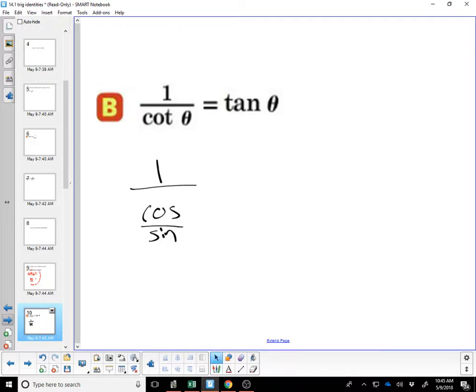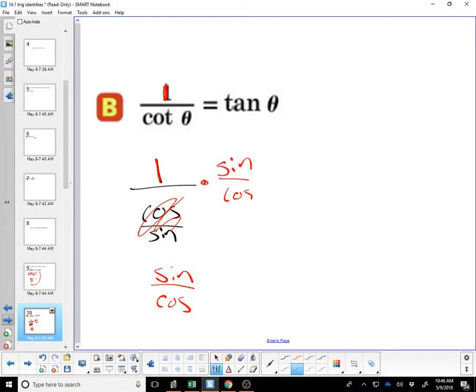Yeah, this one, let me use some color. This one is this one. And then all I did was rewrite cotangent as its definition of cosine over sine. Okay? Now, do I really divide by fractions? No, what do I have to do? Multiply by the reciprocal. So I'm going to multiply sine over cosine. This is gone. 1 times sine over cosine is sine over cosine. Oh, wait a minute. I saw that definition a minute ago again. Sine over cosine is just tangent. And guess what I just did? I just proved that that is a true statement.